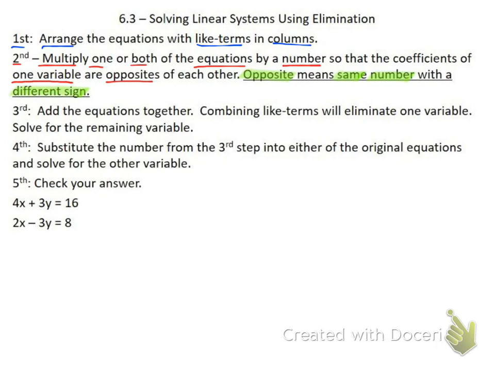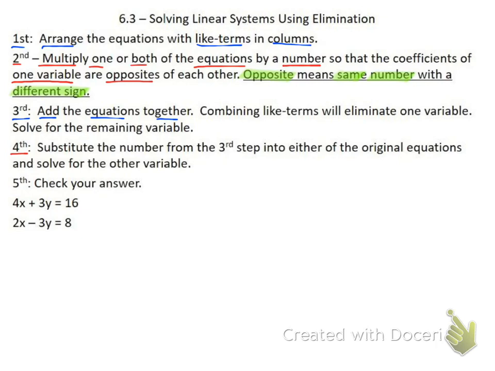Once I get opposites in my x or y column, then I can go ahead and add my equations together. When I add them together, since one of the columns will be opposites of each other, that column will disappear, giving me a 0, and I'll just have one variable left. Fourth, once I know what one variable is equal to, I've got to plug it back into one of the originals to find the other answer, just like we did with substitution.